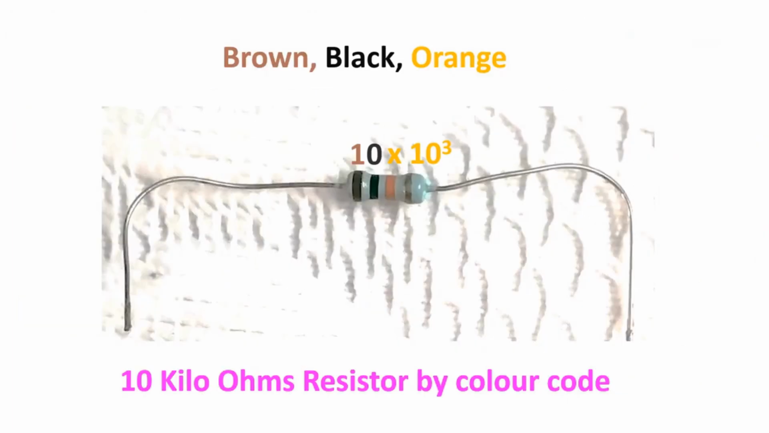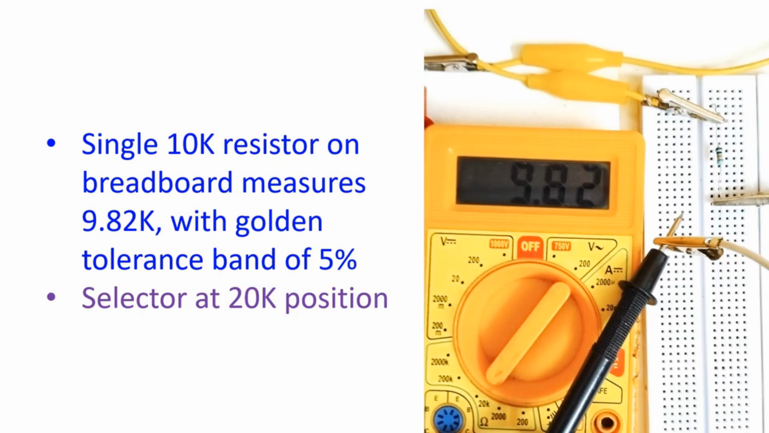To simplify things in the demo, we will take three 10K resistors. 10K resistor has a brown band in the beginning representing a color code of 1, followed by a black band representing 0, and then an orange band representing the multiplier of 1000 or 10 to the power of 3. So the value will be 10 into 1000 is equal to 10,000 or 10 kilo ohms. Single 10K resistor on breadboard measures 9.82K with golden tolerance band of 5%.